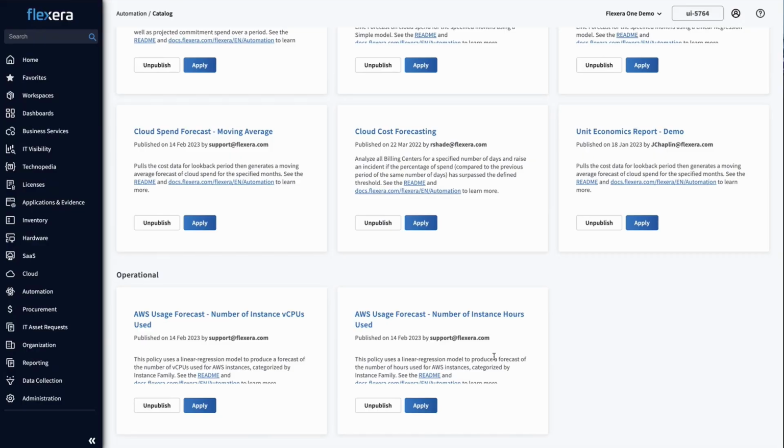So these two policies will give you a view by region or by account, or whatever you want to specify as the categorization, of how many CPUs you're using, and also the forecast of that, how many compute hours you're using, and also a projection of that. They're quite blunt models. They're straight line projections based on historical models. But again, they're there for you to go and experiment with, change to meet your customer needs.